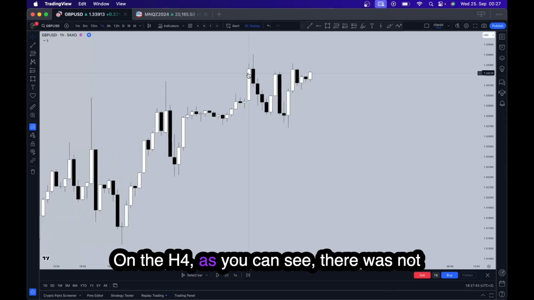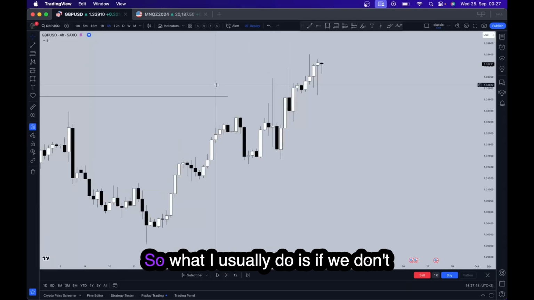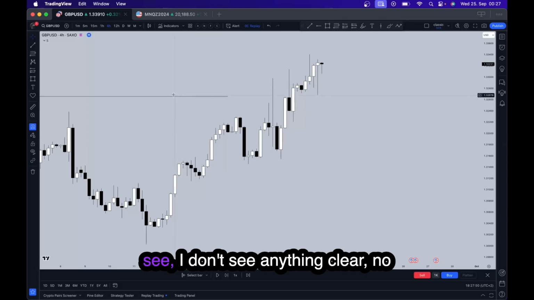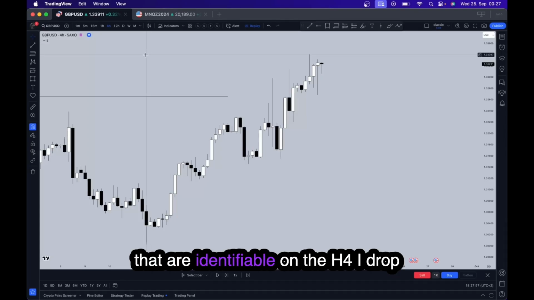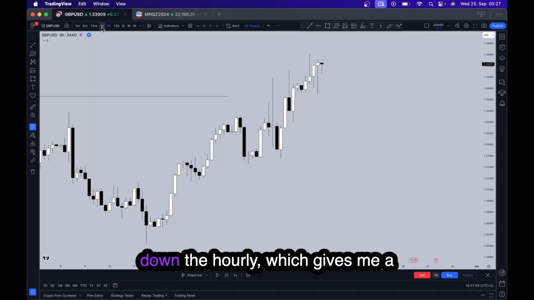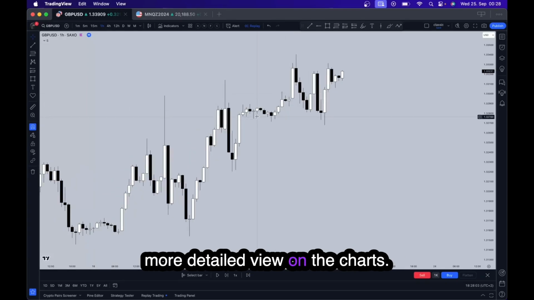On the H4, as you can see, there was not much to identify besides the consolidation. So what I usually do is, if I don't see anything clear, no clean PD arrays that are identifiable on the H4, I drop down to the hourly, which gives me a more detailed view on the charts.